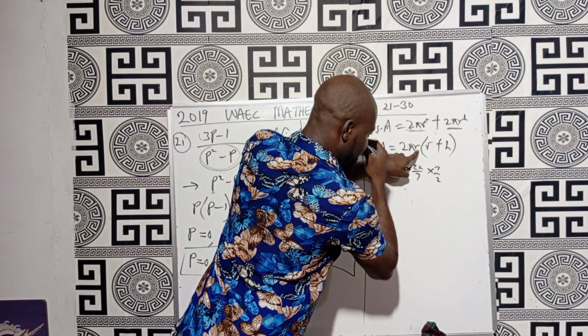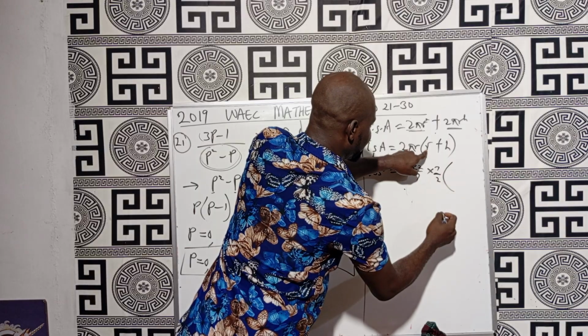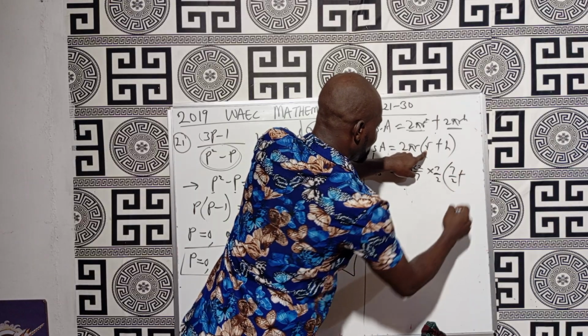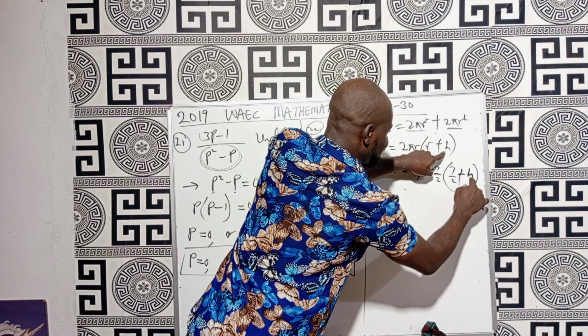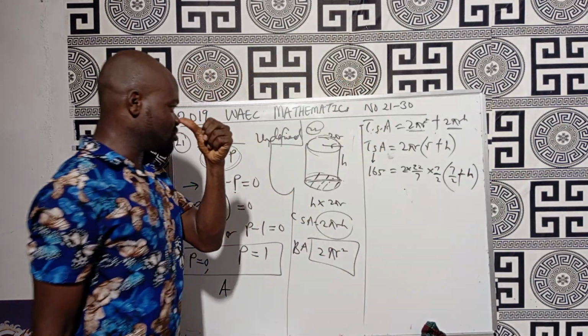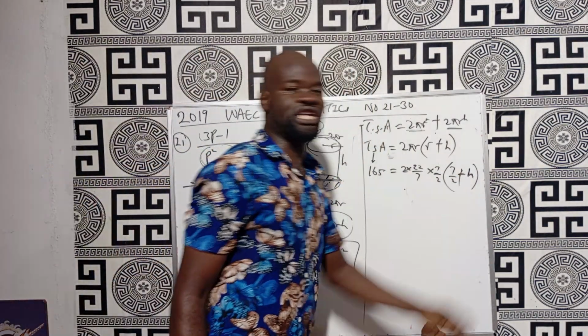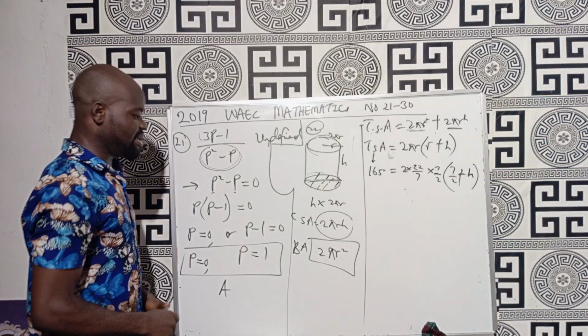7 over 2, you can see, in brackets, the radius is what? 7 over 2 plus, we are asked to find the height, plus h. Because we are finding the height, write that h there. So we just have to solve this equation and get our h. So let's solve it and get the h.